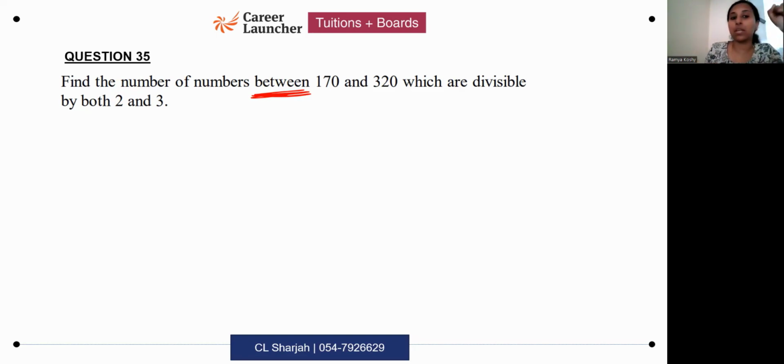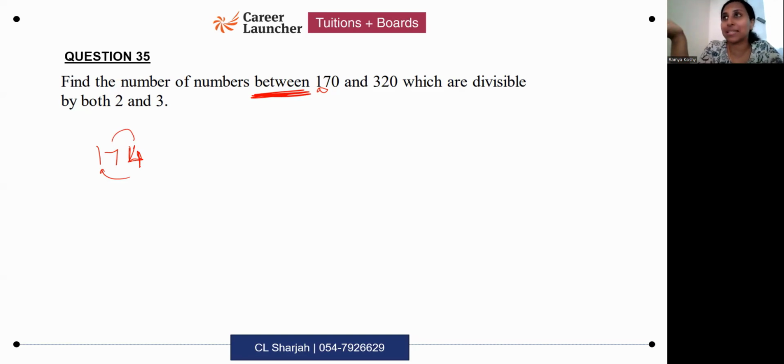So can you tell me which is the first number between 170 and 320 which satisfies the condition? So 7 plus 1, 8. 171 is not divisible by 2. So I add 3 more. So I'll get 174. 7 plus 4, 8. 8 plus 1, 9. Divisible by 3. It ends with 4. So divisible by 2. Which means it's divisible by both 2 and 3.